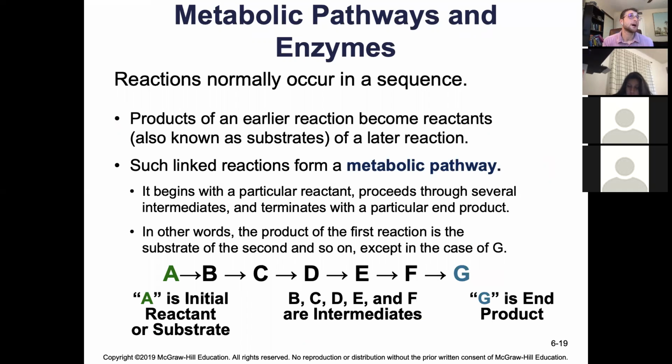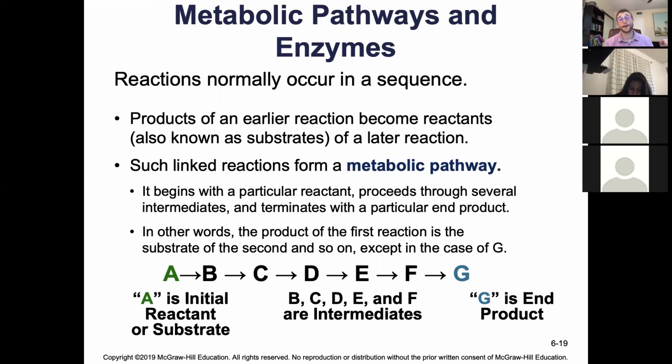Okay, so the last thing that we're going to talk about here is metabolic pathways and enzymes, and we're just going to talk about it briefly, and then we'll talk more about enzymes next class. Reactions normally occur in a sequence, like I kind of said with metabolic pathways. So you can see at the bottom here, we've got A to B to C to D to E to F to G. So we might start with A, which is our initial reactant, right?